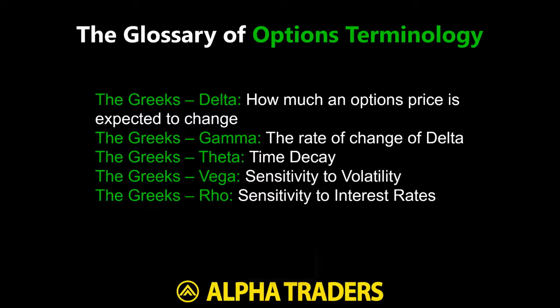So the Greeks, there are 5 Greeks. These are data sets that options traders use in order to understand how that options contract is moving and whether it's favorable for them to even get into a position or not. So delta is how much an option's price is expected to change, while gamma is actually the rate of change of delta. Theta is time decay, as we discussed before. Vega is sensitivity to volatility, while rho is sensitivity to interest rates. These all have their place as far as data metrics are concerned in the options world, in the options market.